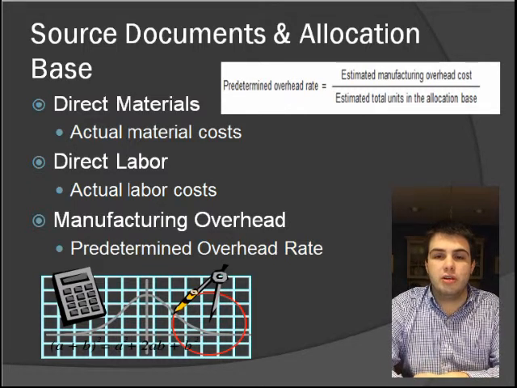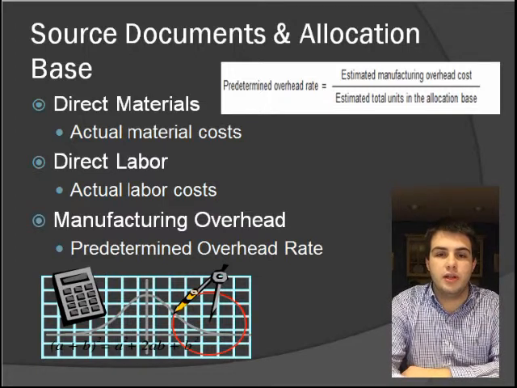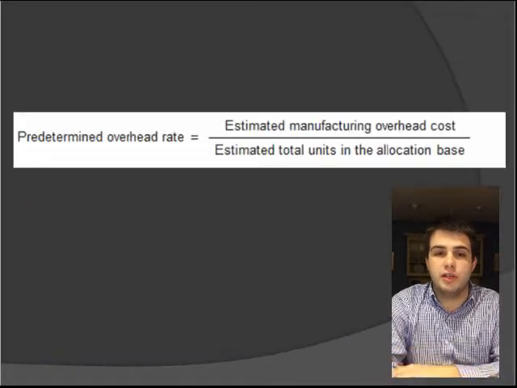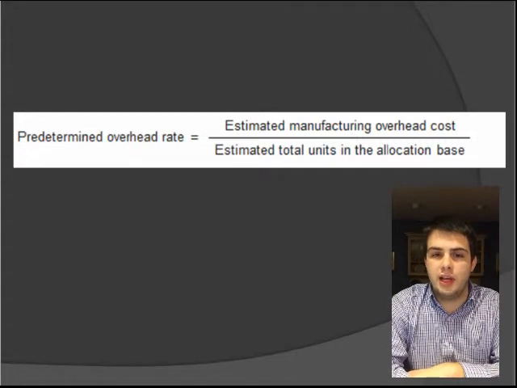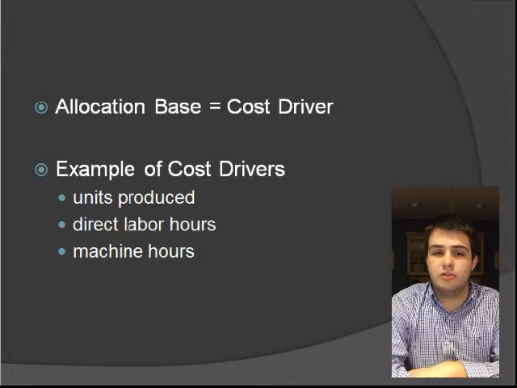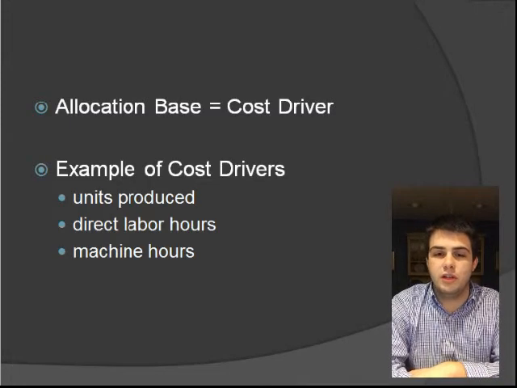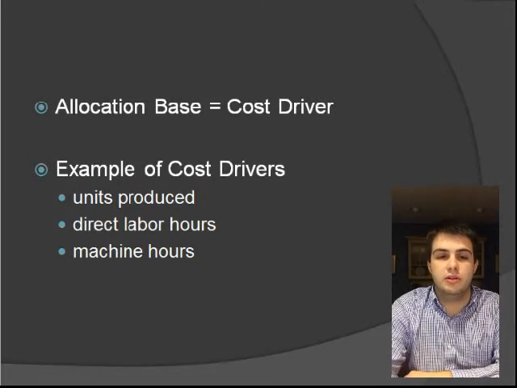In order to get the cost applied or allocated, one must use the predetermined overhead rate. The predetermined overhead rate is the total estimated manufacturing overhead cost divided by the estimated total units in the allocation base. What is the allocation base, you might ask? The allocation base is also known as a cost driver, which is the cause of the overhead. A few examples of cost drivers include units produced, direct labor hours, and machine hours.